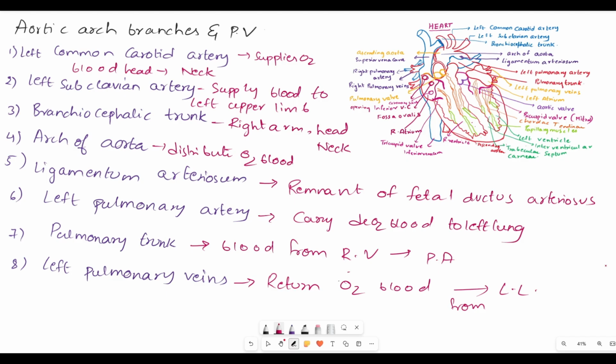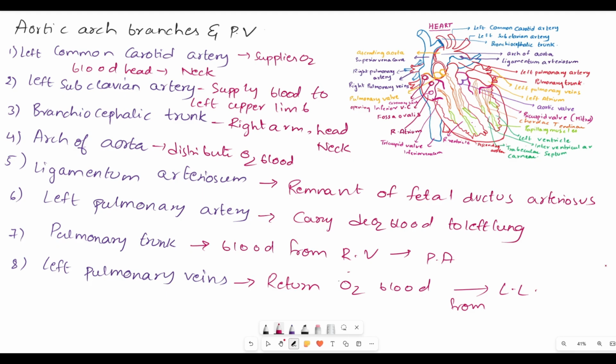Second one is the left subclavian artery. This will be supplying the blood to the left upper limb. Then third one is brachiocephalic trunk. This supplies the blood to right arm, head and the neck region. Then next one is arch of aorta, which will be distributing the oxygenated blood to the major arteries.